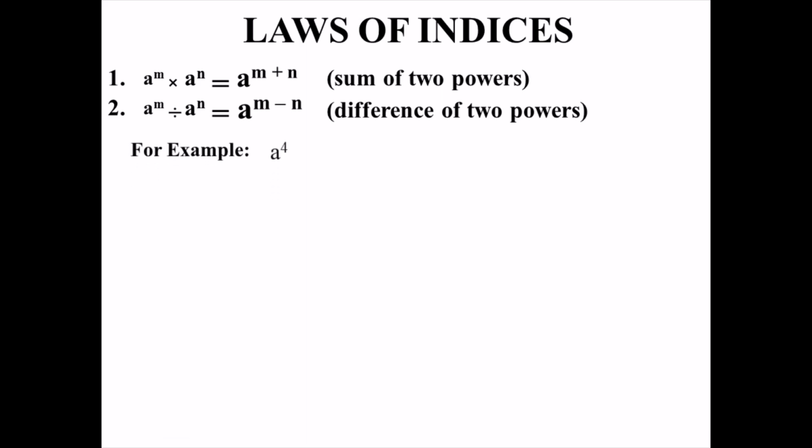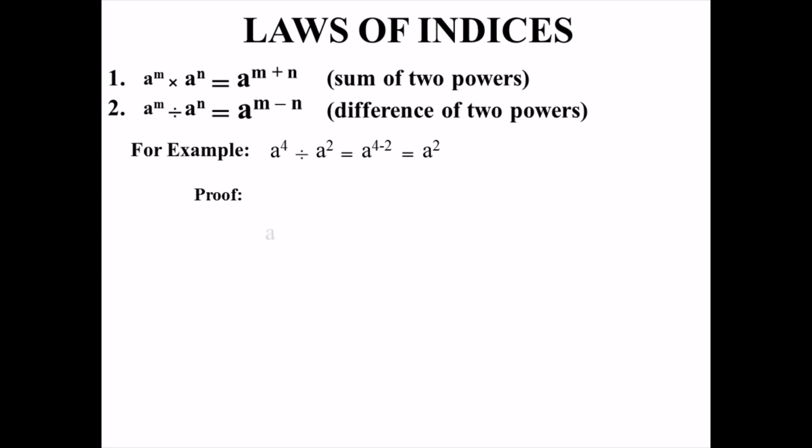For example, if you have a number a raised to 4 and you divide by a certain number also a raised to 2, this translates to a raised to 4 minus 2, which translates to a squared, because 4 minus 2 is 2. So that brings us to a raised to the power of 2.